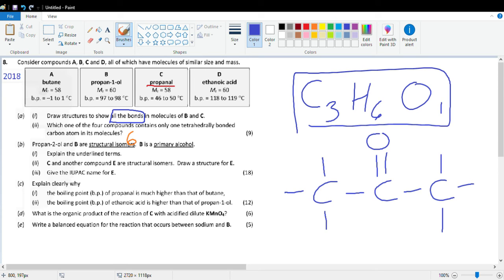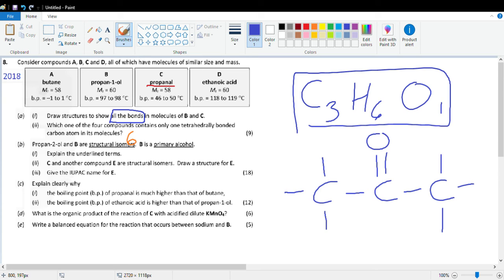But I would always suggest that if you see an aldehyde or a ketone and they ask for a structural isomer, give the opposite one. Aldehydes and ketones can always be interchanged. And part 3 in B is give the name for E.